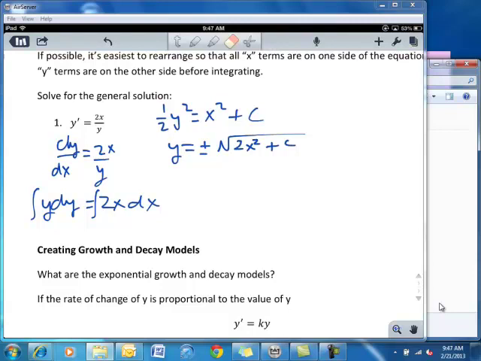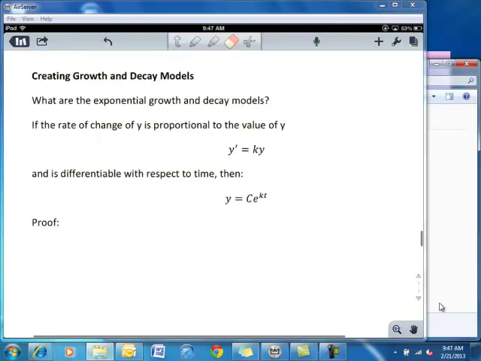All right, exponential growth and decay. Have you guys ever seen that?